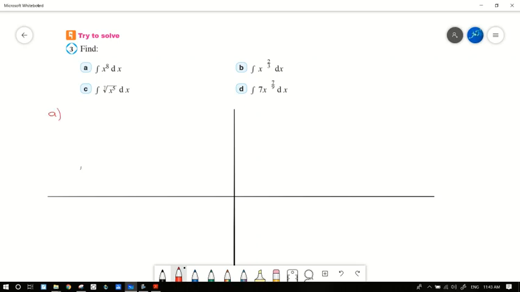First, A, the integration of x power 8 dx will be equal to x power 9 over 9 plus c, which can be written as 1 over 9 x power 9 plus c. The second one is B. Also, I will add 1 to the power and divide by the new power, which is x power 5 over 3 over 5 over 3 plus c, or it can be written as 3 over 5 times x power 5 over 3. It means x power 5 under a cube root plus c.